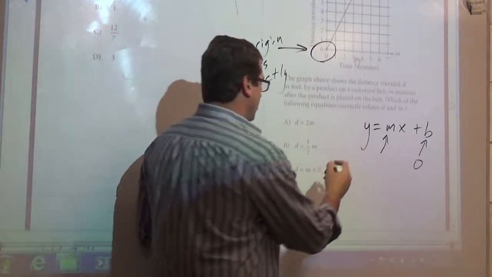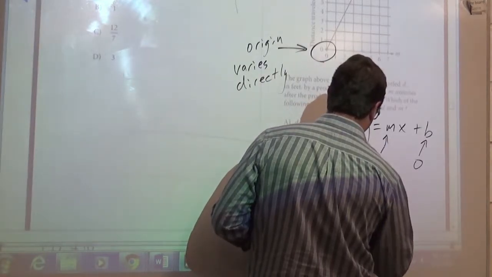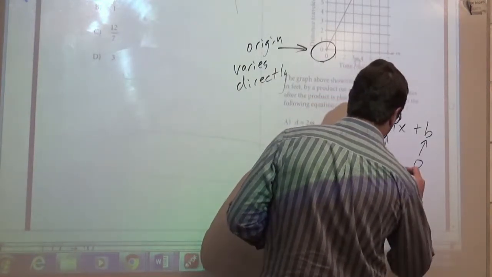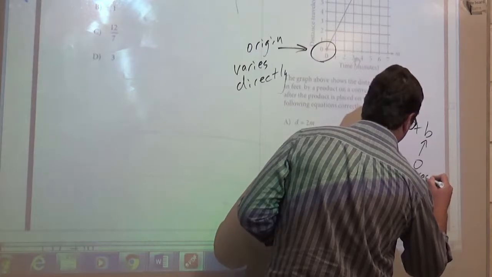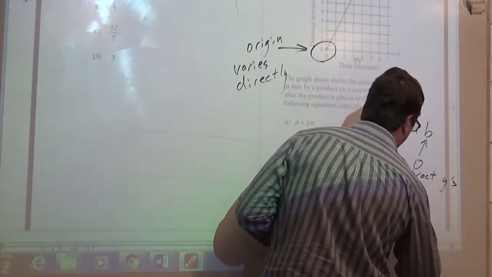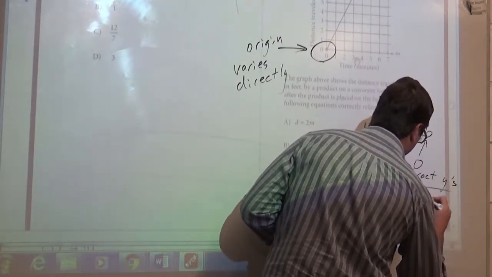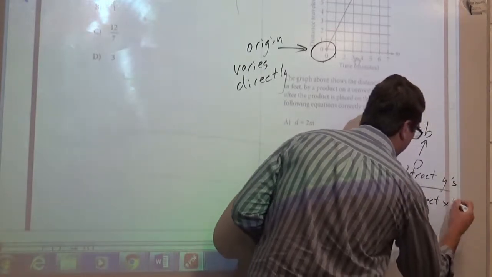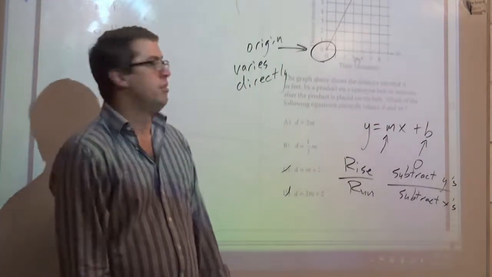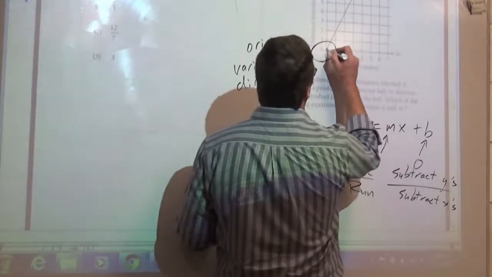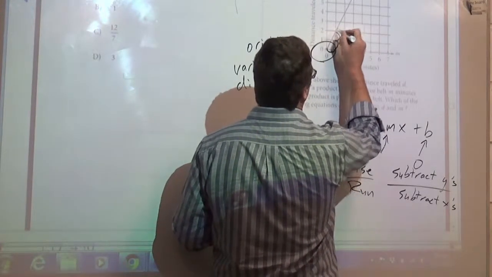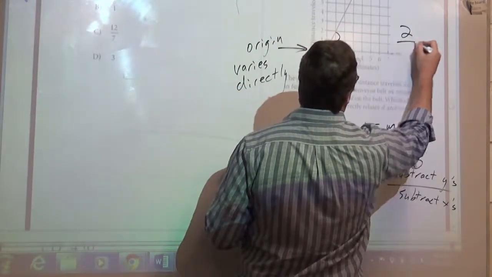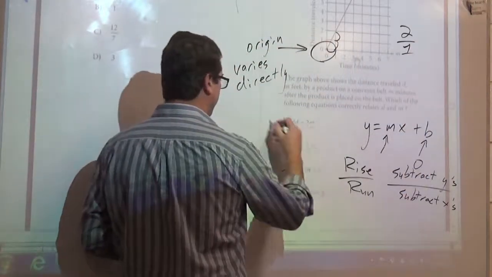Now the way you figure out slope is rise over run. So you subtract your y's on top, subtract your x's on bottom. So in this case, it went over 1 and went up 2. So my slope is 2 over 1.